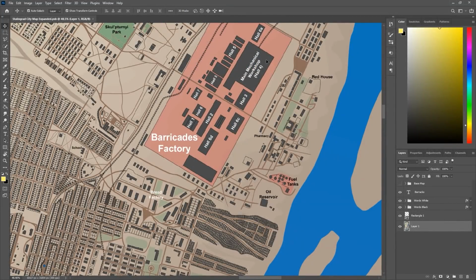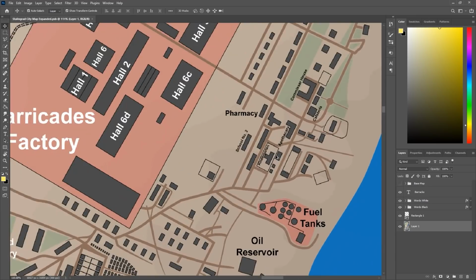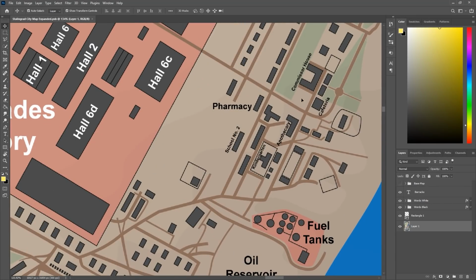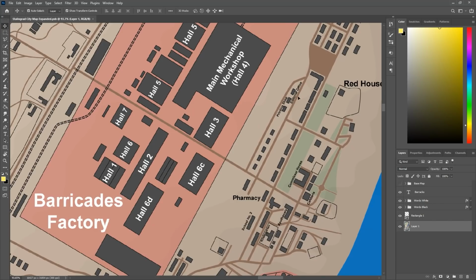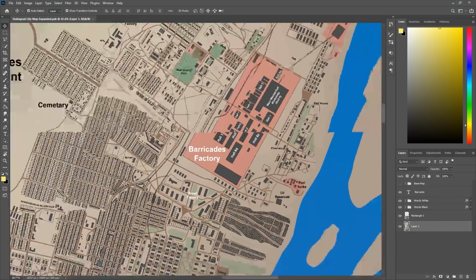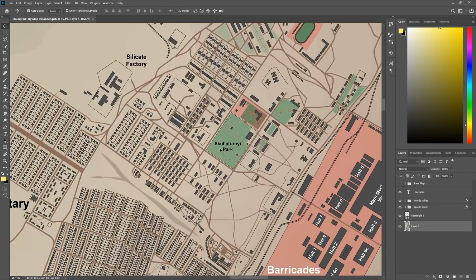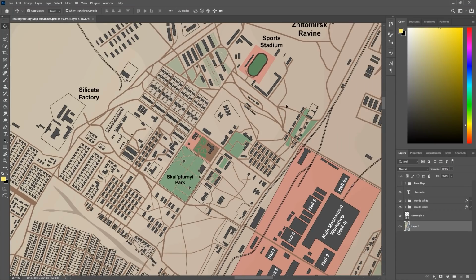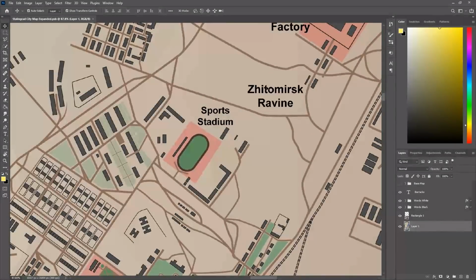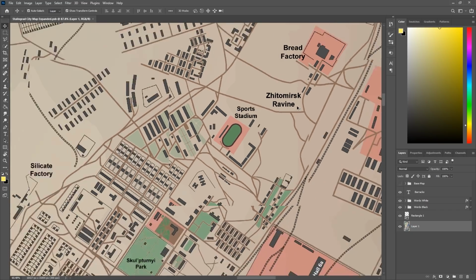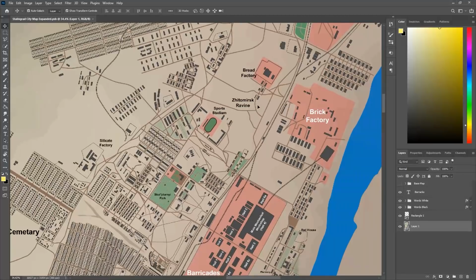Barricades factory. Very important. There's a few here. Kindergarten, apothecary, commissar's house, cafeteria, printing shop. The Red House. Barricades settlement. Skull Preliminary Part, that'll do. Sports stadium. It's not on here, but there is actually a little bit of a ravine here. I may have to add that in later on. But it doesn't actually go anywhere. I think it's just a few ravines just in this area.